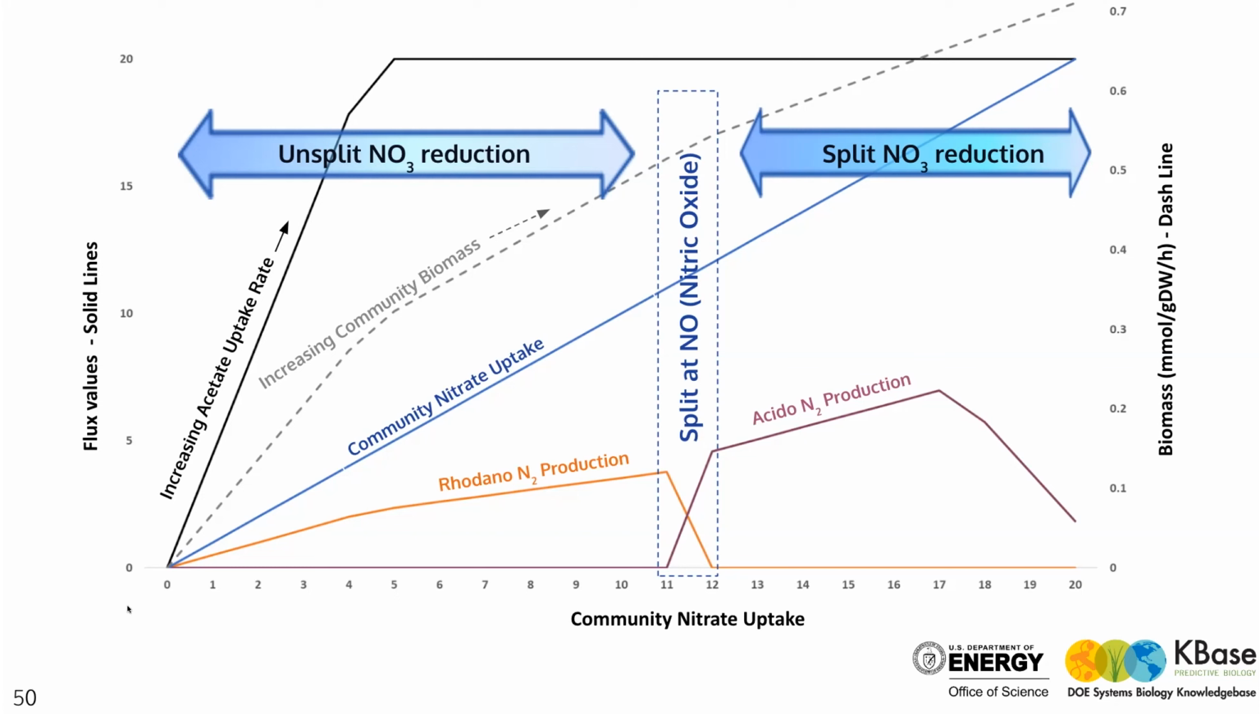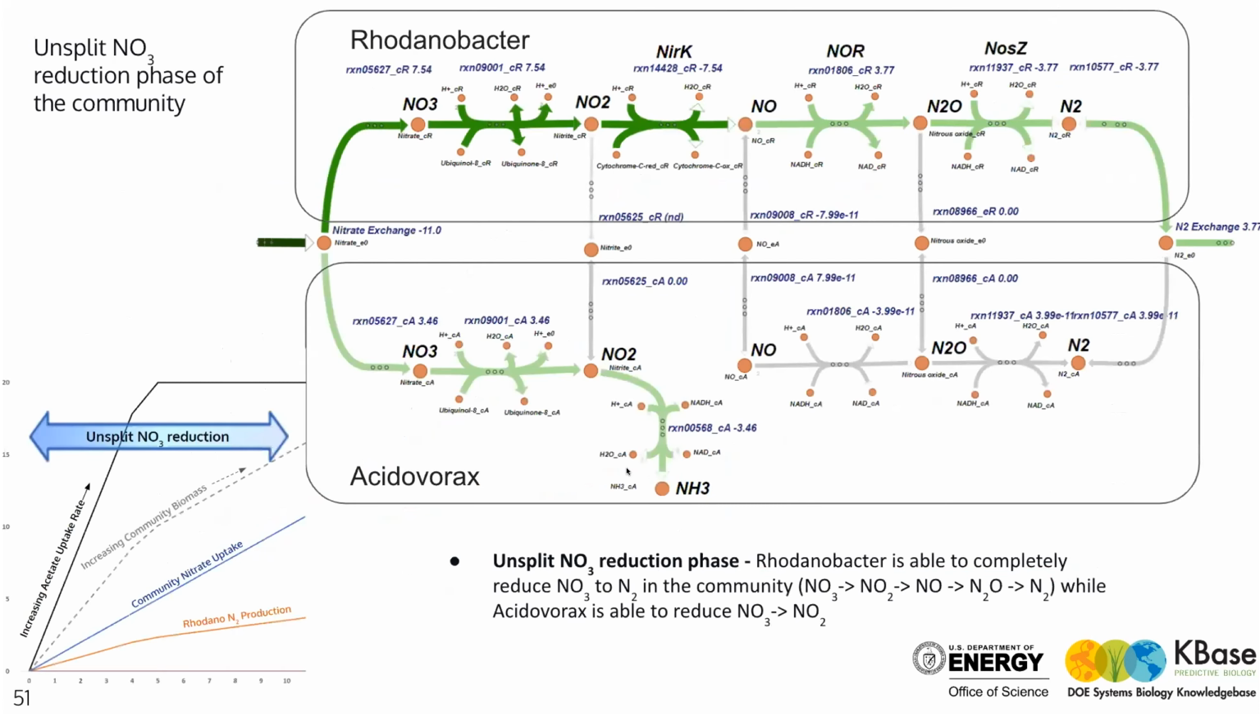And then finally, we can look to see where the denitrification is occurring. In this particular case, we find that at low levels of nitrate, it's the Rhodanobacter that's doing all the work, making N2. And at very high levels of nitrate uptake, it's the Acidovorax who's mostly making it, until it begins to peter off because of other reasons. And in the middle, there's the switchover point. So we use the modeling to try to figure out where that occurred and why.